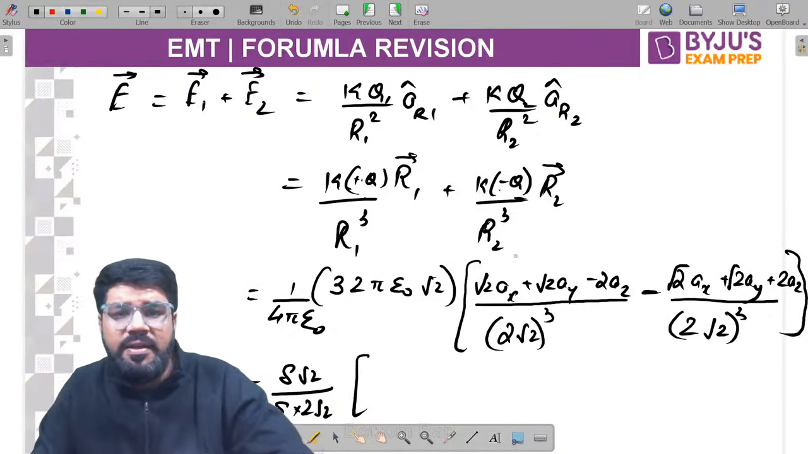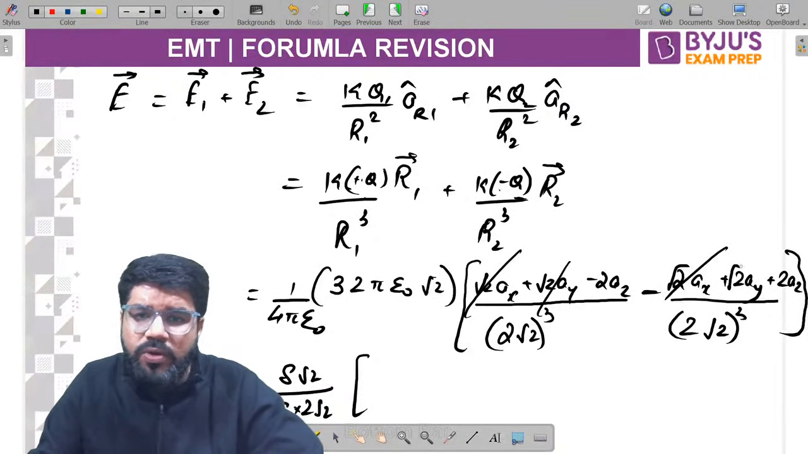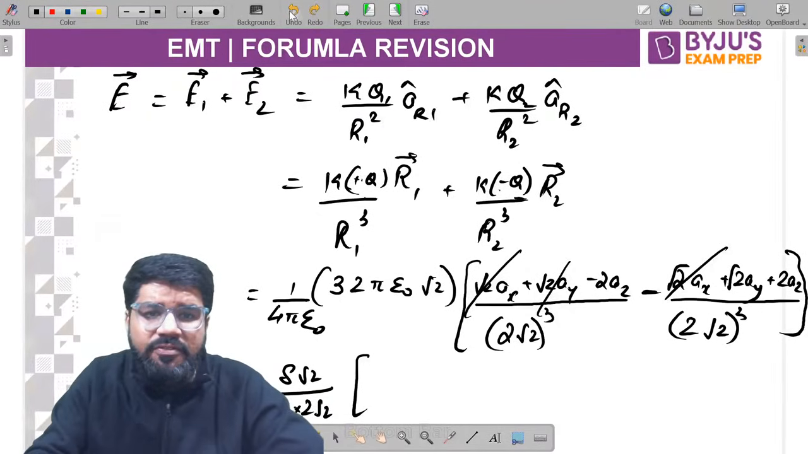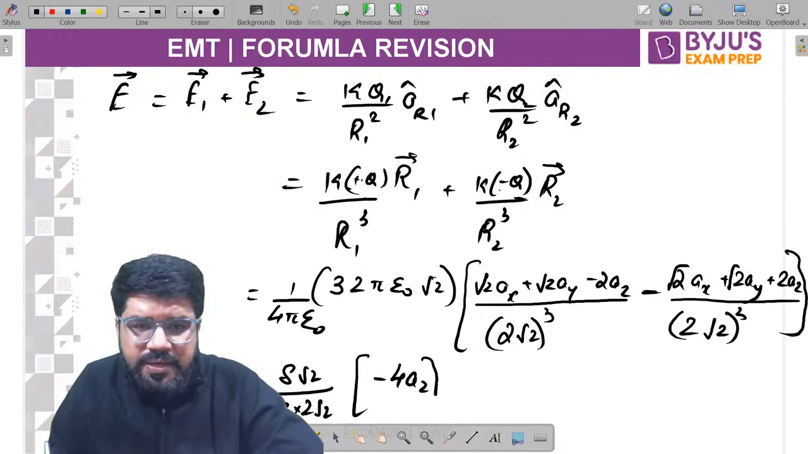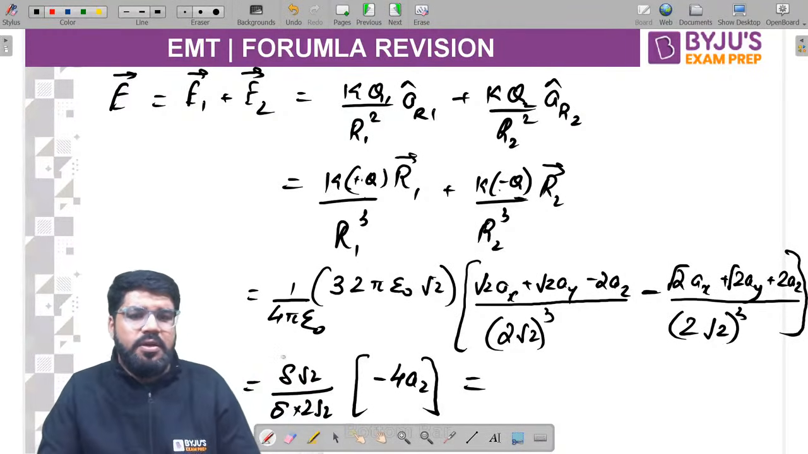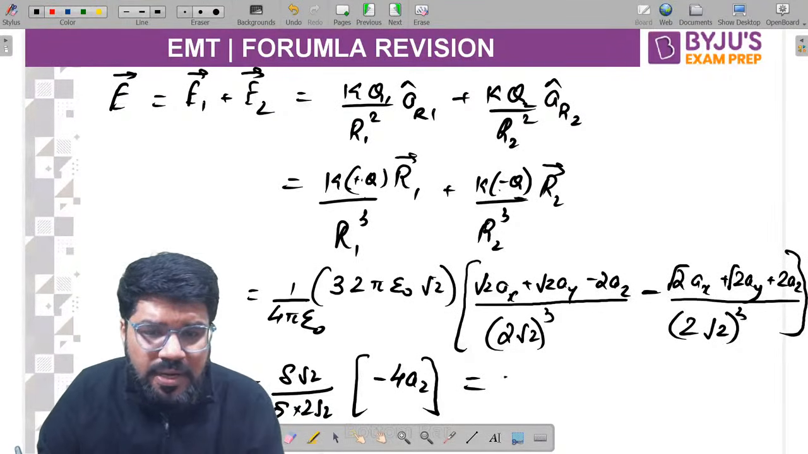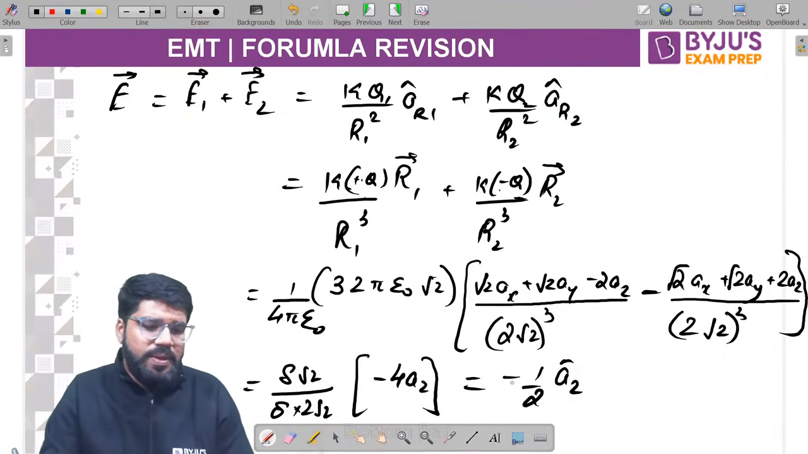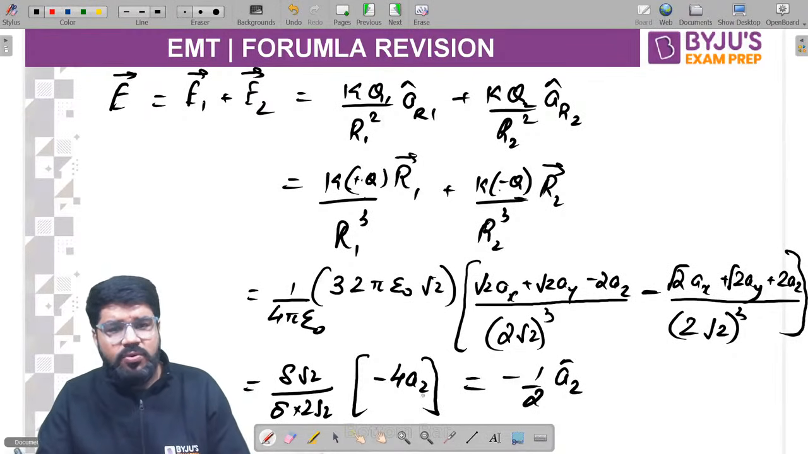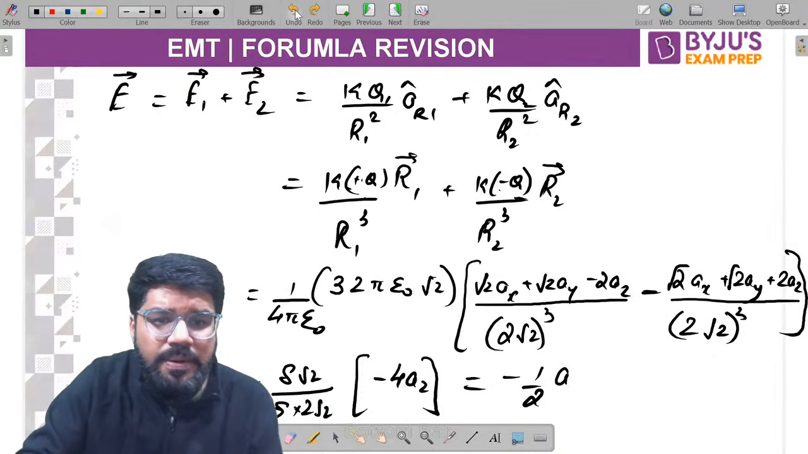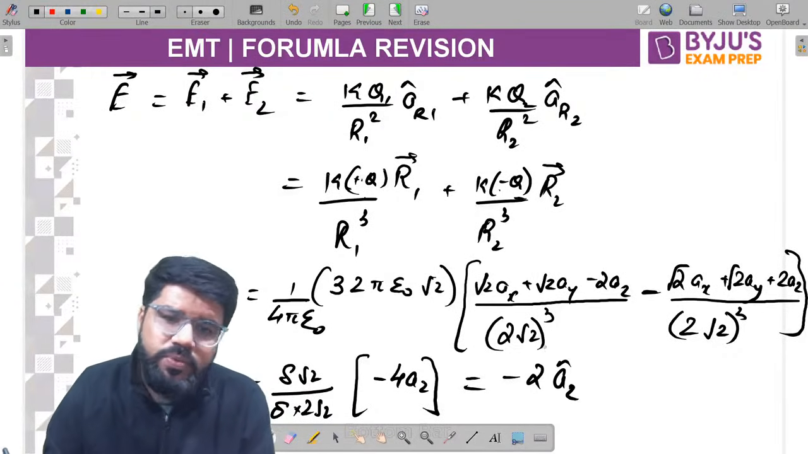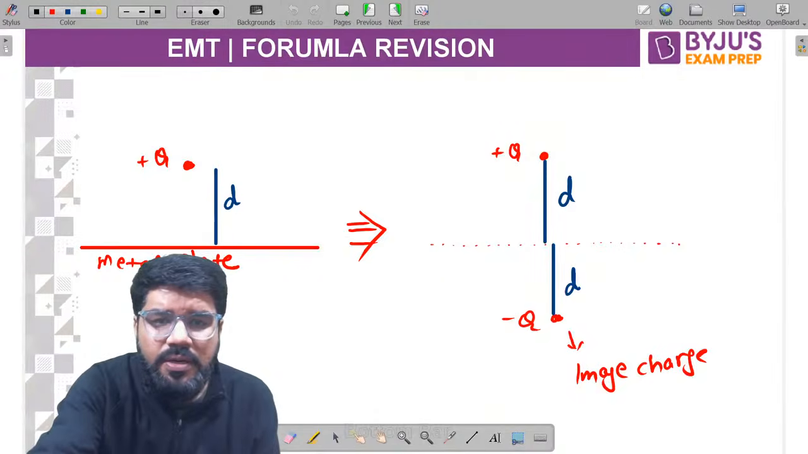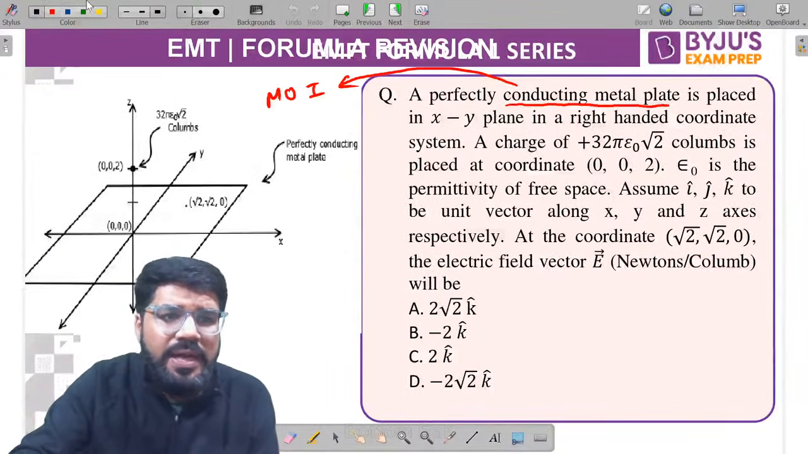Numerator, when you subtract the vectors, root 2 ax minus root 2 ax cancelled, root 2 ay minus root 2 ay cancelled, you are left with minus 2 az, minus 2 az, so total minus 4 az. Okay, 8 cancelled, root 2 cancelled, 4 by 2, so the answer is nothing but minus 2 az. Your answer is equal to minus 2 az, or minus 2 k direction.